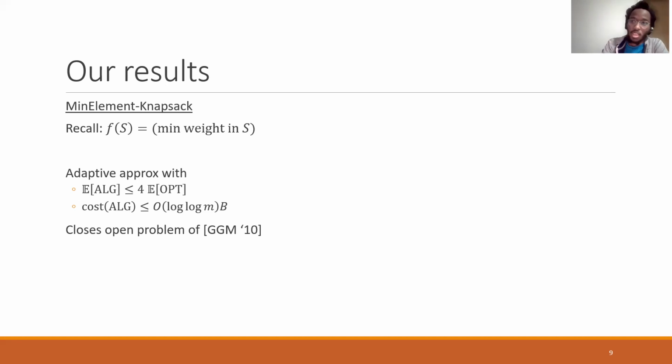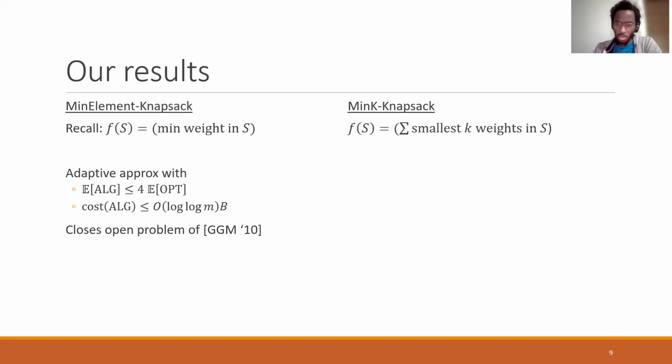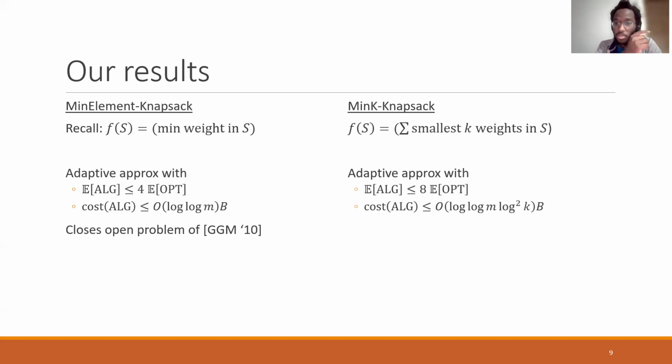Once we've done this, we also look at a generalization, which we call Mink-Knapsack, where instead of just looking at the min weight in S, we look at the sum of the smallest k weights in S. There we also get an adaptive approximation with a slightly worse expected value, and with a log squared k resource augmentation factor on the cost. In the paper, in the arXiv version at least, we also deal with 2 other matroid-based variants.